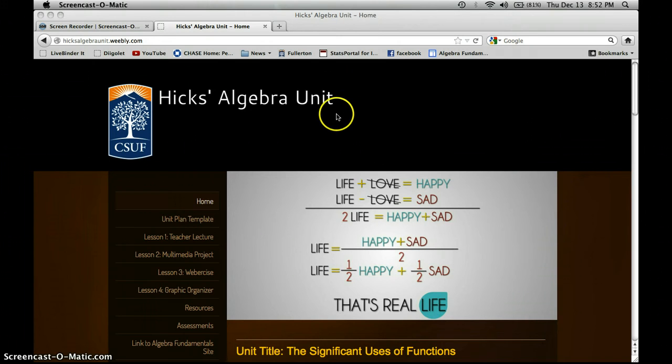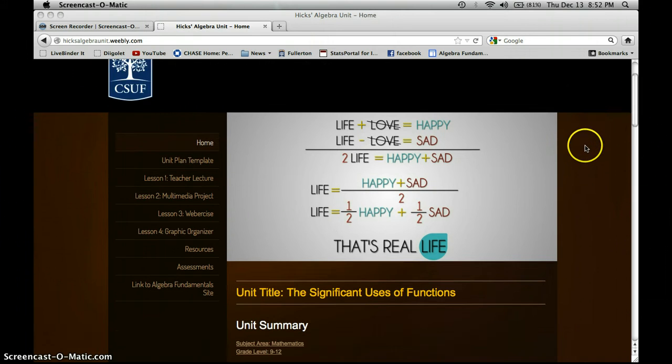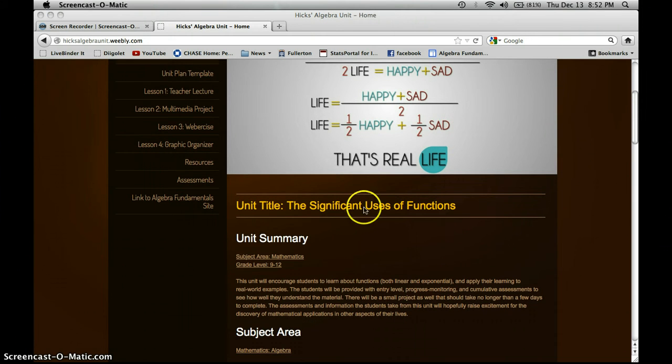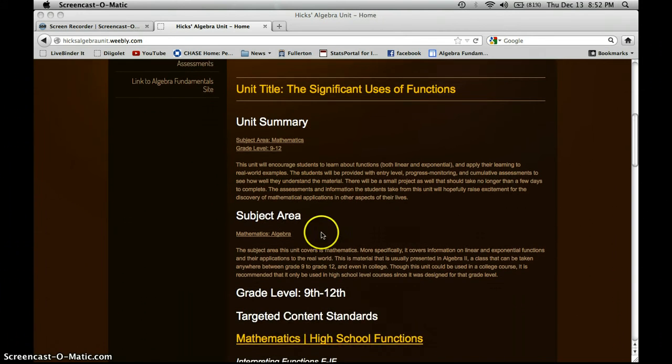Okay, so here's my algebra unit. My name's Sean Hicks, by the way. It's hicksalgebraunit.weebly.com. And here's a little funny picture that's just on the main page of the website to get the students interested. The unit title is The Significant Uses of Functions, and I have my unit summary and subject area here.